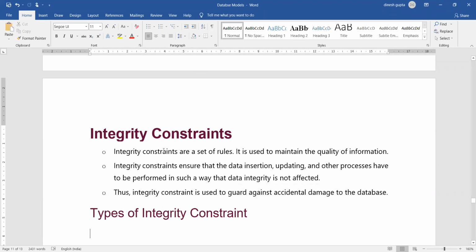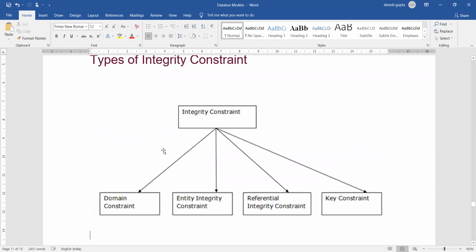Now, how many types of integrity constraints are there? There are 4 types of integrity constraints. One is the domain constraint. Domain means check. I had you do a constraint which we call the check constraint, that whatever value you enter, that value should be a legal value.